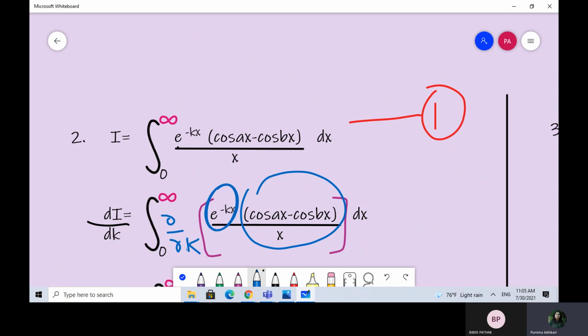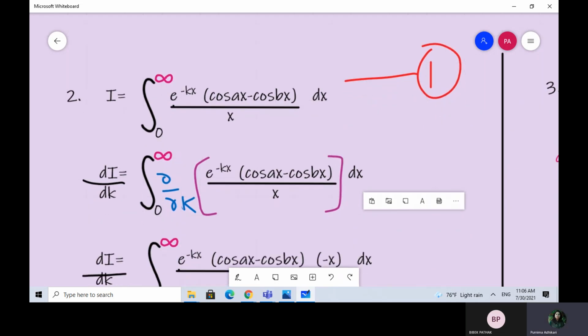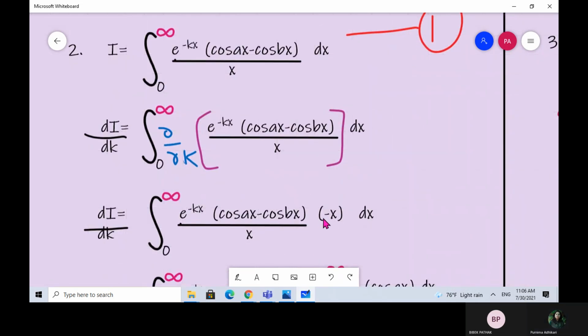Yes, very good. e to the power minus kx. Yes, the minus sign also came, minus x came, and the rest is as it is. Okay, so there should be no confusion about the differentiation.